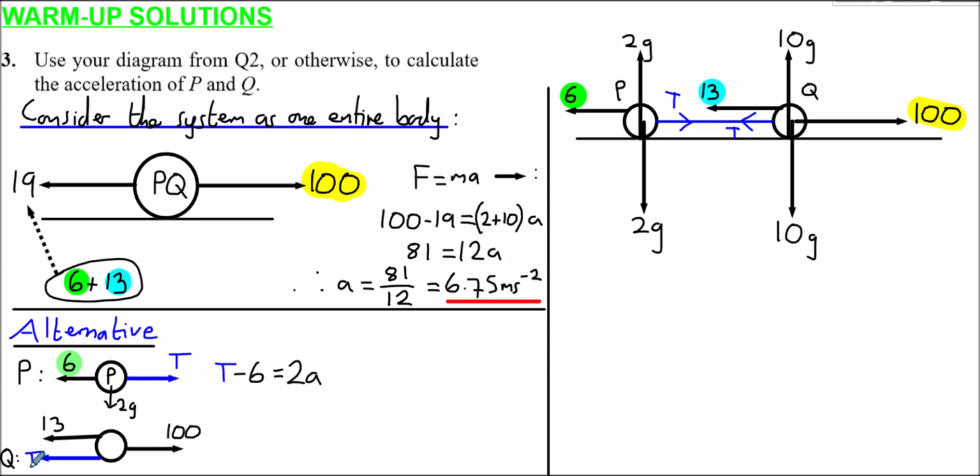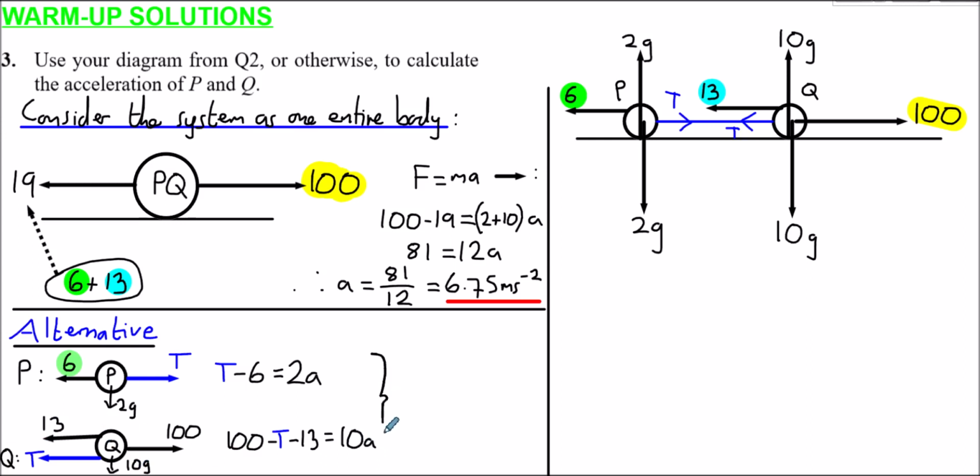So for Q, using F equals ma applied to the direction to the right, what we have is 100 minus T minus 13 equals the mass of Q. Well, if you remember what Q's mass is, it's 10 kilograms. So I'm just going to label this 10g. Again, just as a reminder of what its mass is, not so much its weight. So overall force of 100 minus 13 minus T will be equal to the mass of Q, 10, multiplied by the acceleration of system A.